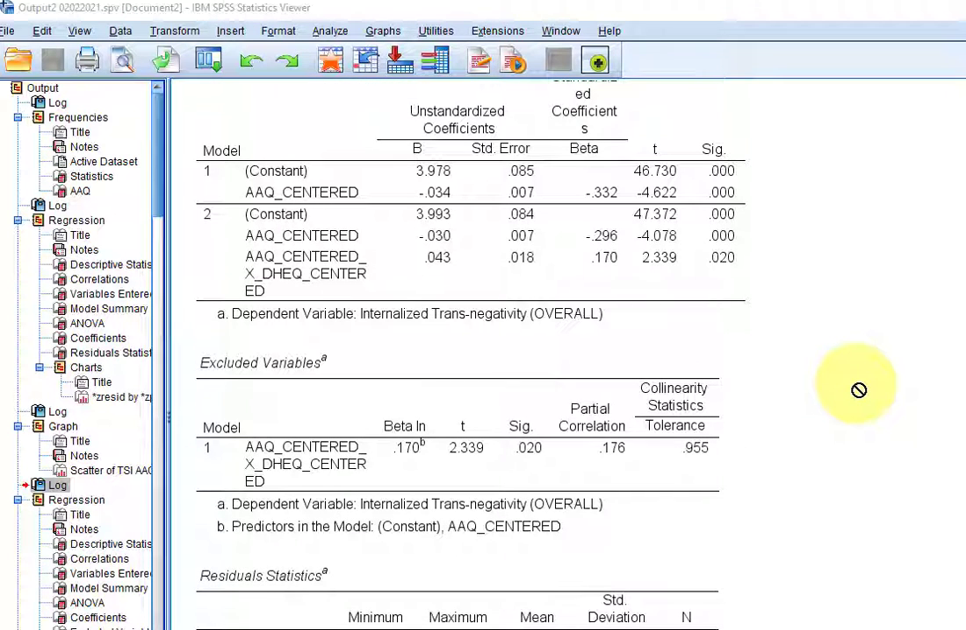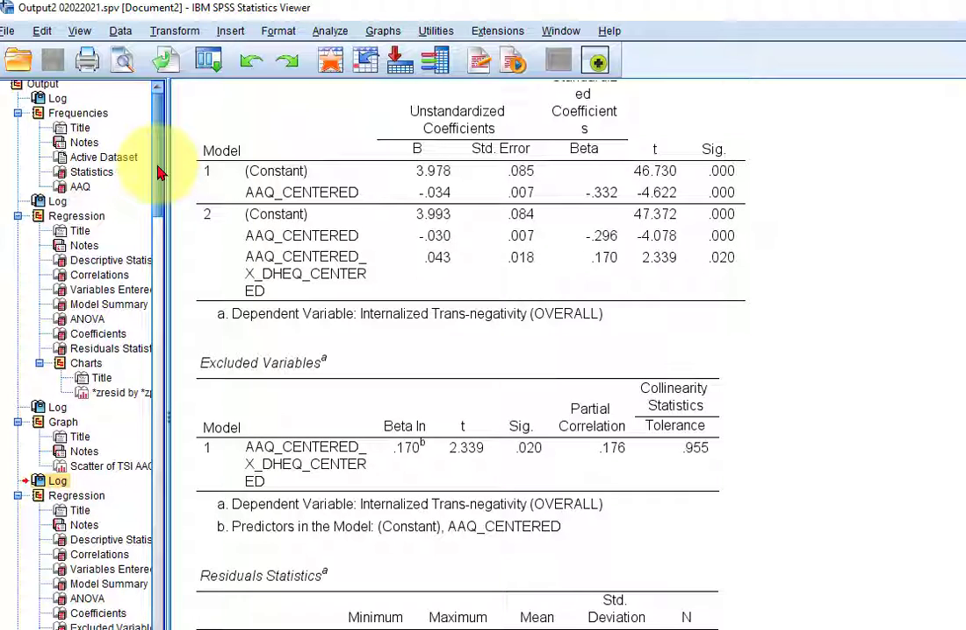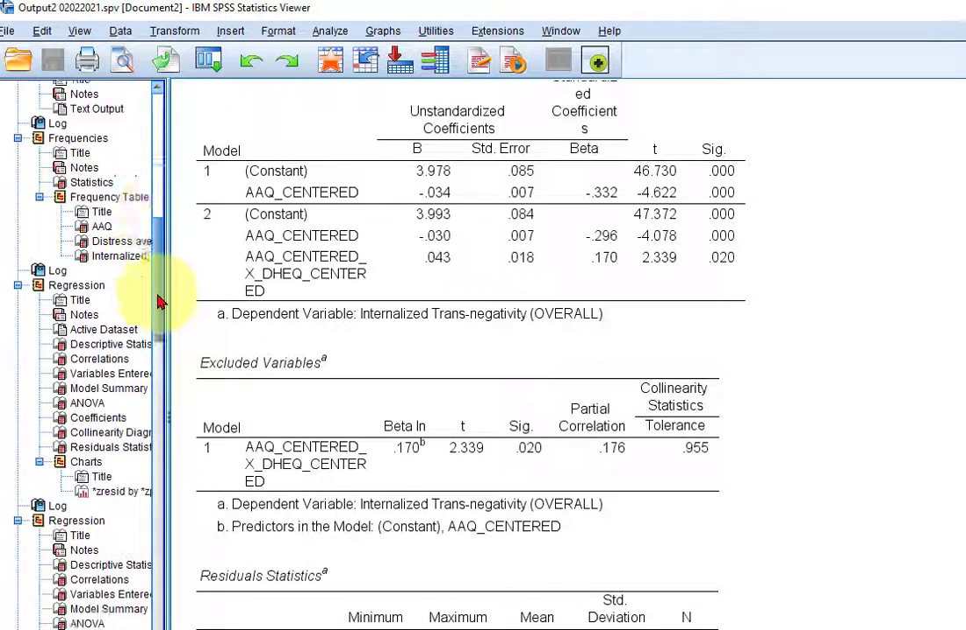So what we did was we broke the AAQ and the DHEQ into high-low groups by their medians, just to double check to make sure that there was a difference, and right, there was a significant difference between the levels of AAQ when it comes to the relationship between DHEQ and TSI. Whew. My head hurts. So that's when we sent you this one.